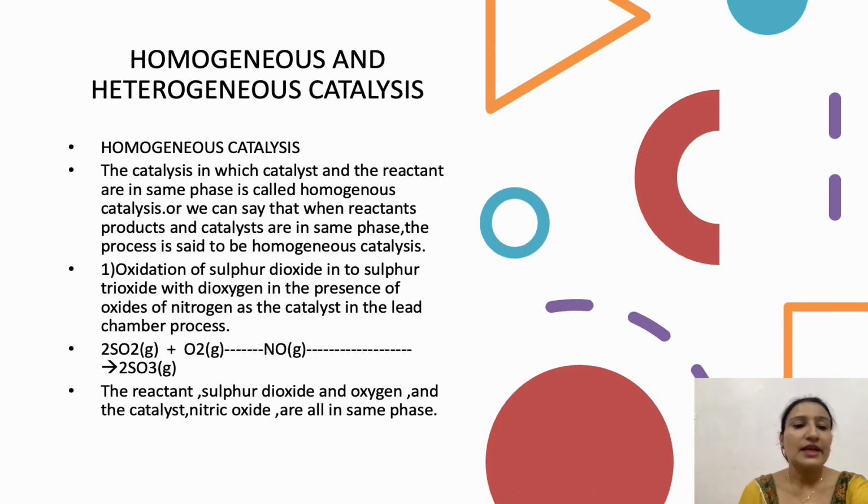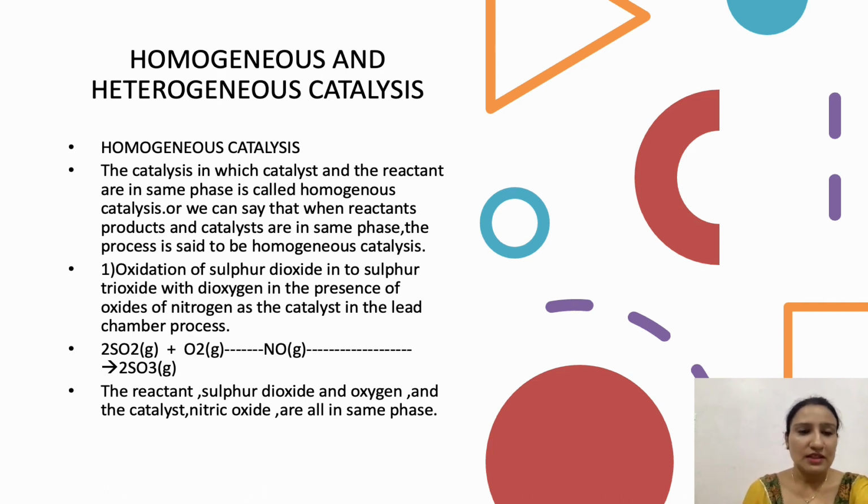Homogeneous catalysis: the catalysis in which the catalyst and the reactant are in the same phase is called homogeneous catalysis. Like if the reactant is in the gaseous phase, the catalyst is also in the gaseous phase. Or we can say that when reactant, product and catalyst are in the same phase, the process is said to be homogeneous catalysis. The example is oxidation of sulfur dioxide into sulfur trioxide with dioxygen in the presence of oxides of nitrogen as the catalyst in the lead chamber process.